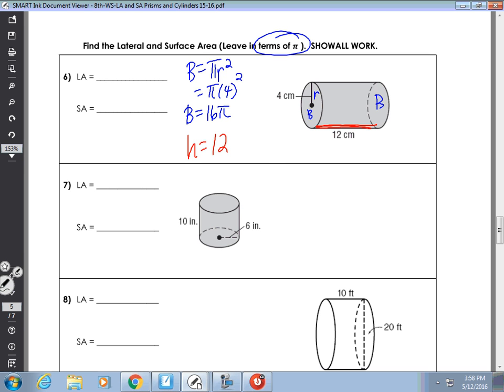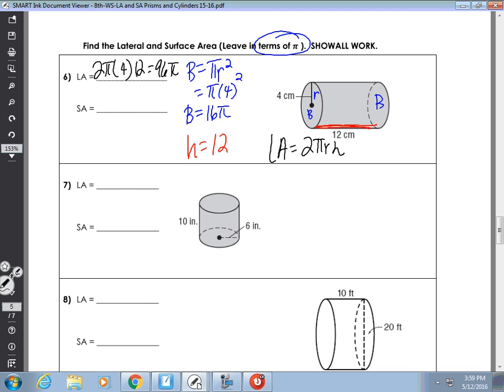And for lateral area, the formula for a cylinder is 2 pi r h. So I can just go straight to plugging it in, which is 2 times pi, our radius was 4, our height is 12. So we get 96 pi.